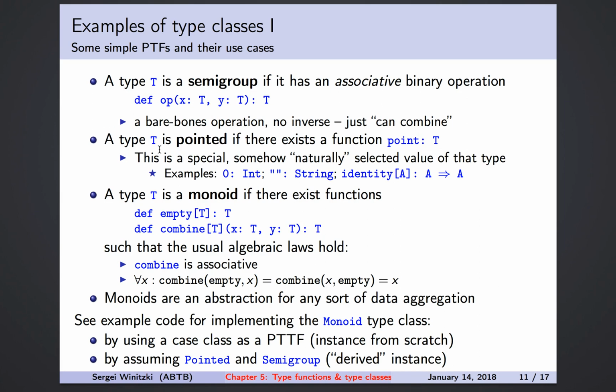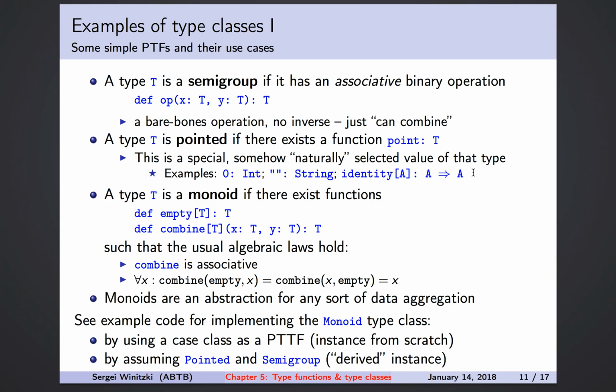Semigroup we just saw. Now another interesting type class is pointed. It's a very simple type class. It just has a function point that returns a value of that type. So that means somehow there is a special and naturally selected value of that type, and the function gives you that value. Examples would be 0, integer type, or empty string. So these are naturally selected values of the type. Or for a function type, it would be the identity function for this function type. That's also naturally selected value.